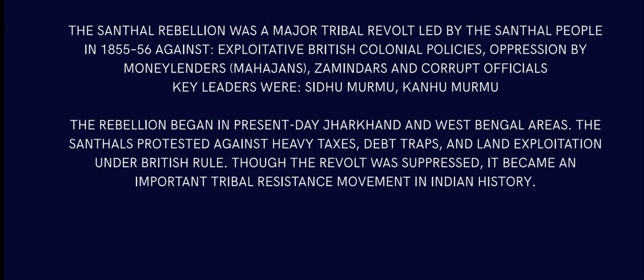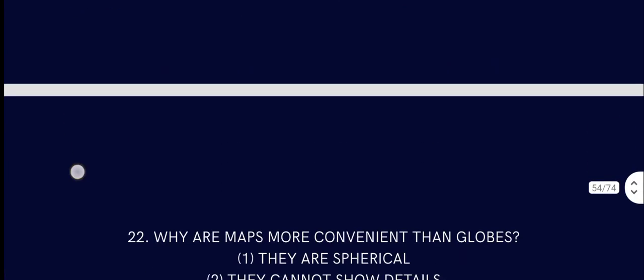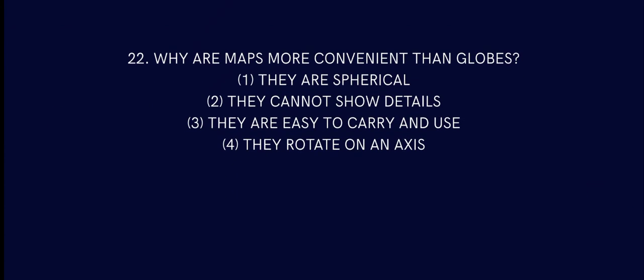The rebellion began in present-day Jharkhand and West Bengal areas. The Santals protested against heavy taxes, debt traps, and land exploitation under British rule. Though the revolt was suppressed, it became an important tribal resistance movement in Indian history. Get the whole gist.